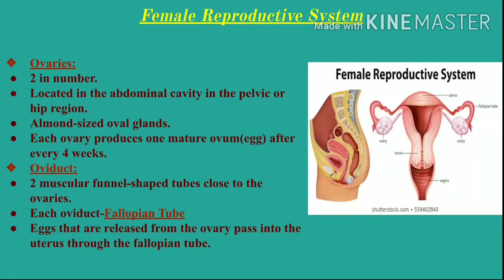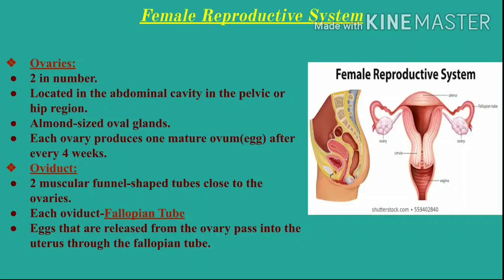There is given the female reproductive system now. Female reproductive system: ovaries, 2 in number, located in the abdominal cavity in the pelvic or hip region. Almond-sized oval glands. Each ovary produces one mature ovum or egg after every 4 weeks. Then the oviduct, the second part, is the oviduct. 2 muscular funnel-shaped tubes, in the diagram it is given close to the ovaries.